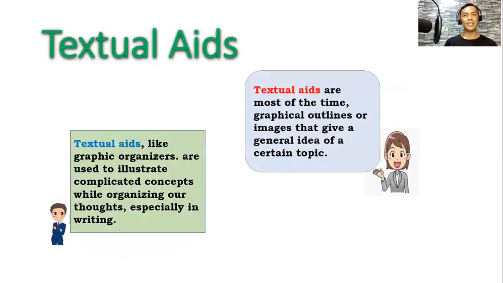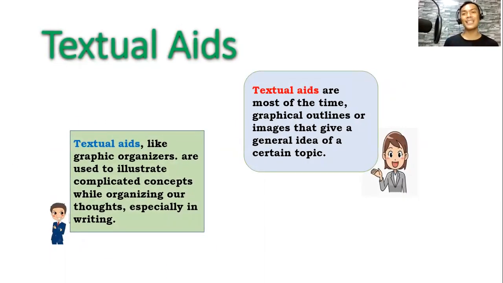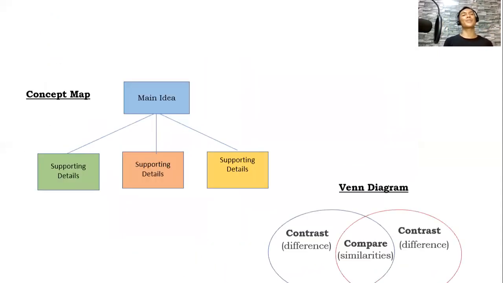When we say textual aids, the textual aids are most of the time graphical outlines or images that give a general idea of a certain topic. Yes, exactly. And then we say textual aids like graphic organizers. These are used to illustrate complicated concepts while organizing your thoughts, especially in writing. So ideally, after reading a text, after spending more time reading and understanding the excerpts, or it could also be a poem, then you are required to have a comprehensive graphic organizer to share your thoughts or to share your understanding, right? So in English, these are the commonly used graphic organizers or textual aids.